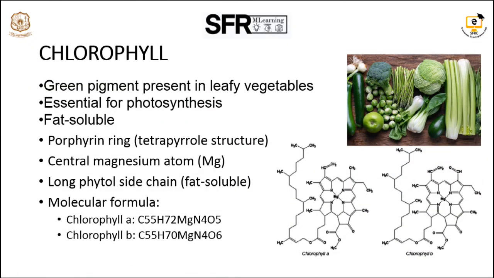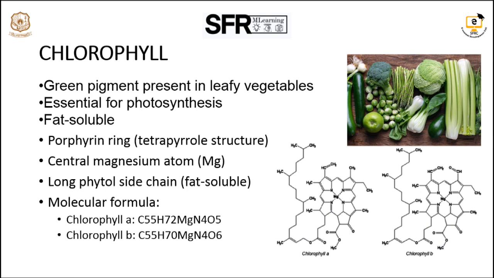So the first fat soluble pigment is chlorophyll. Chlorophyll is a green pigment present in leafy vegetables. These pigments are essential for photosynthesis. They are fat soluble in nature. The structure of chlorophyll contains a porphyrin ring, a ring-like structure with a magnesium atom at the center. The right side picture shows the chlorophyll A and B structure, and it also has a long phytol side chain. This makes the compound fat soluble.